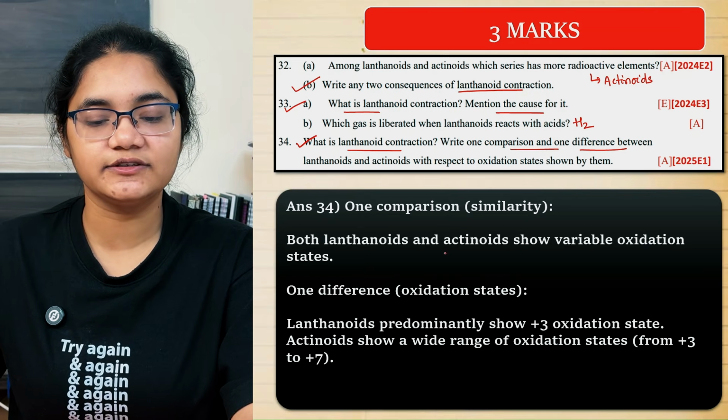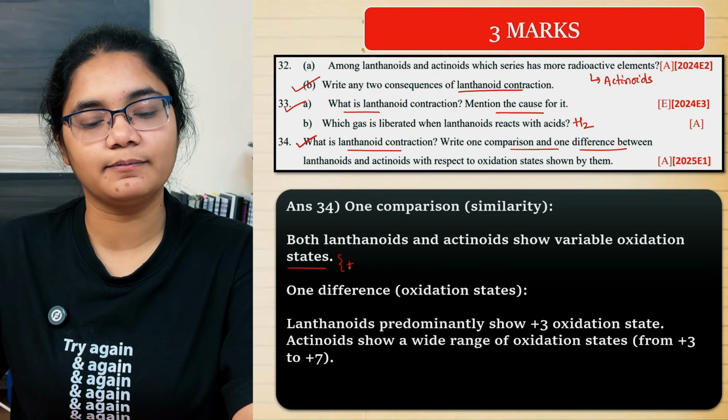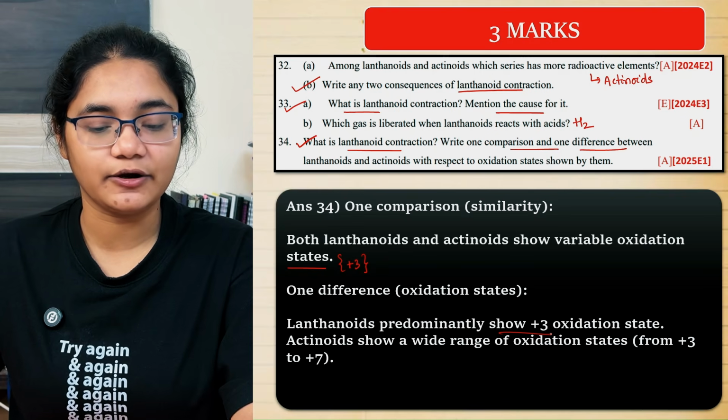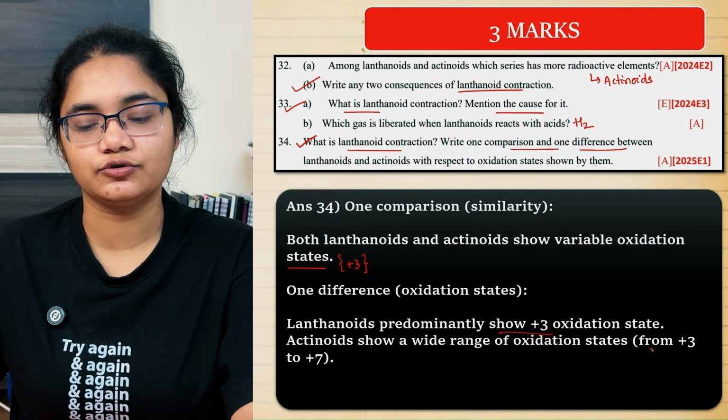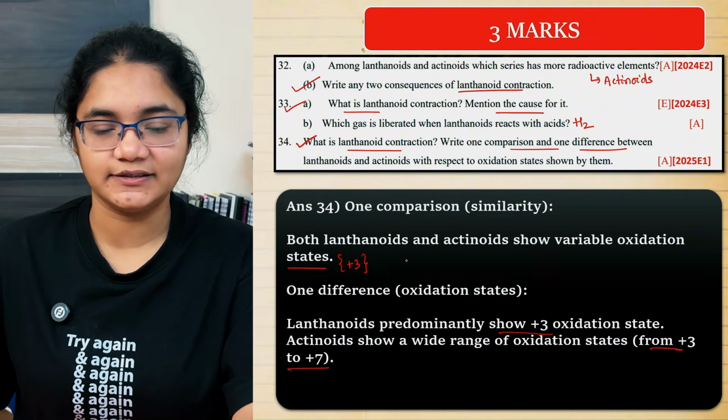And similarity and difference, you can see both of them show variable oxidation states, or you can say both have the +3 common oxidation state, that is the similarity. Difference is lanthanoids predominantly show +3, whereas actinoids can show +3, +4, +5, +6 as well as +7 oxidation states.